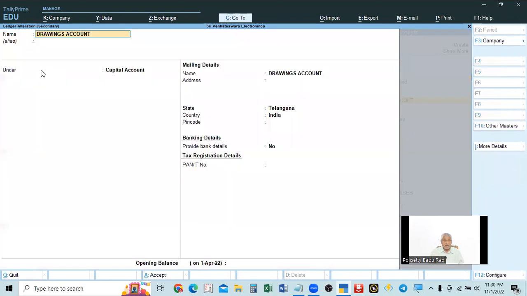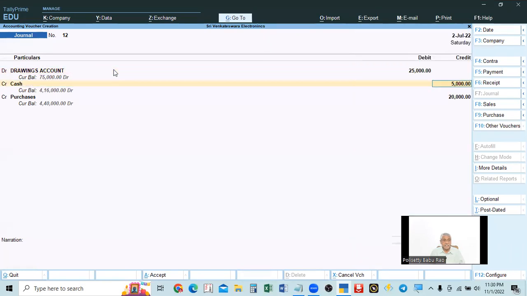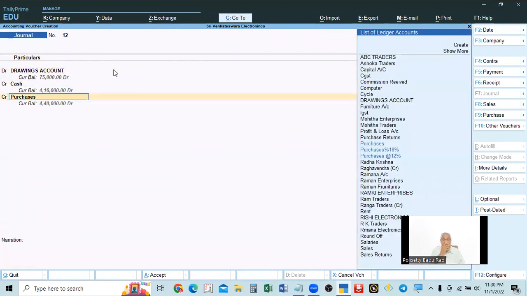That is why drawings account is always opened under capital account, under the group of capital account. It is to be reduced from capital. So capital group is the account for drawings account. For purchases, already we have purchases. And the purchases here we are crediting because it is the going out.